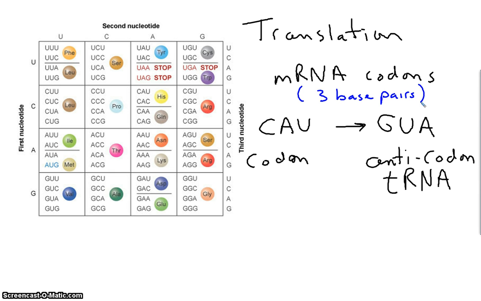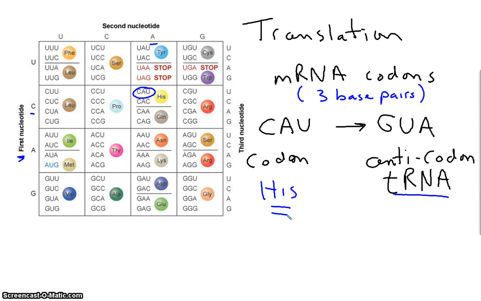So if we had the codon CAU, the anticodon would be GUA, and that would be found on the tRNA. We really don't need to do that step, but you need to understand it. So let's find CAU on the chart. Let's look at our first nucleotide. We've got a C. The second nucleotide is an A, and then we've got U. So CAU is right here, and there is our amino acid.